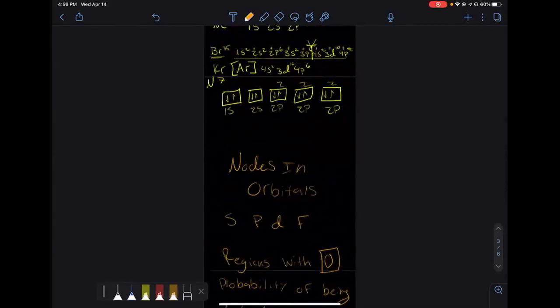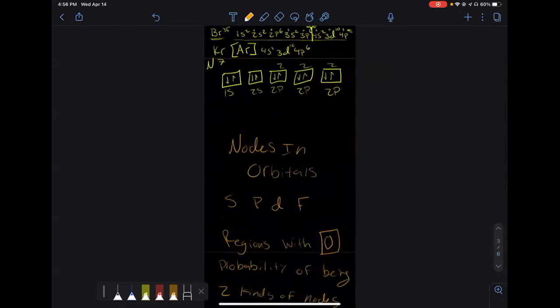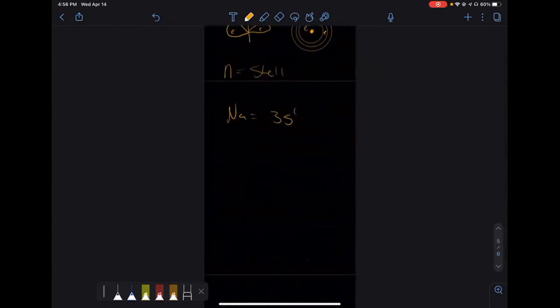Sodium has 3s1 notation, which is what we get from up here from the SPDF notation. Now, the 3 is equal to n, like I was saying before, and the s is equal to the l. To find how many nodes, you're going to take n minus 1, and that is going to tell you how many total nodes you have. So n minus 1, so I have 3 minus 1. That means you're going to have a total of 2 nodes.